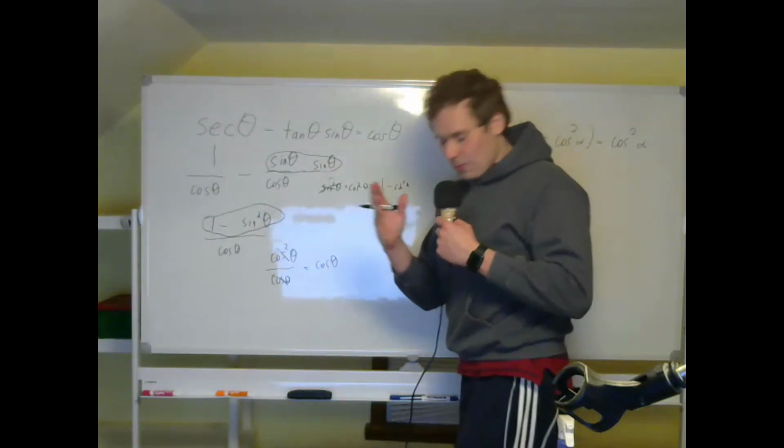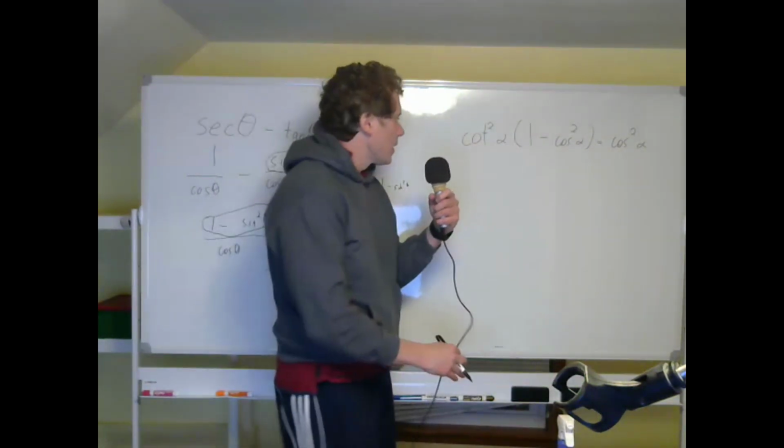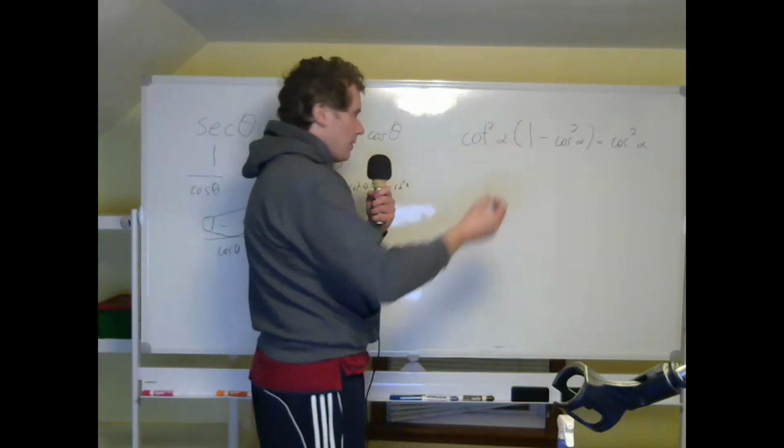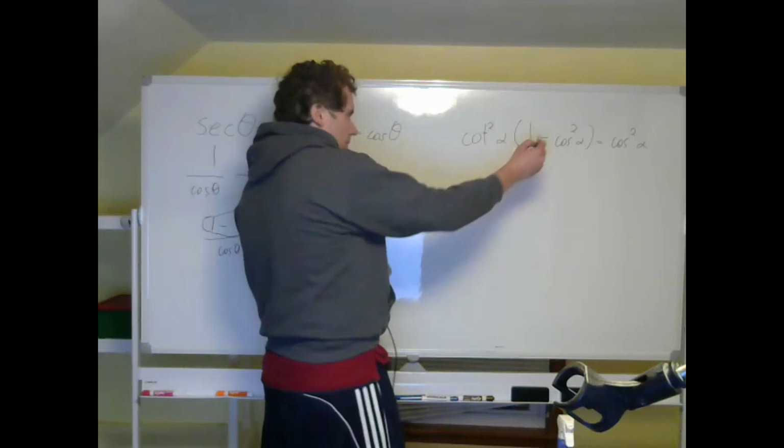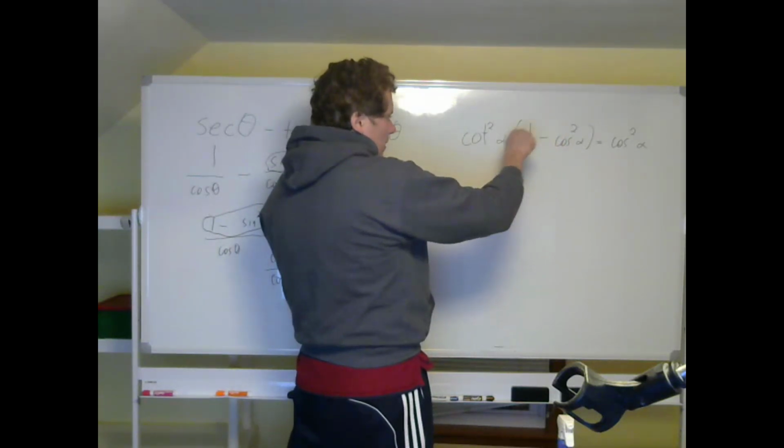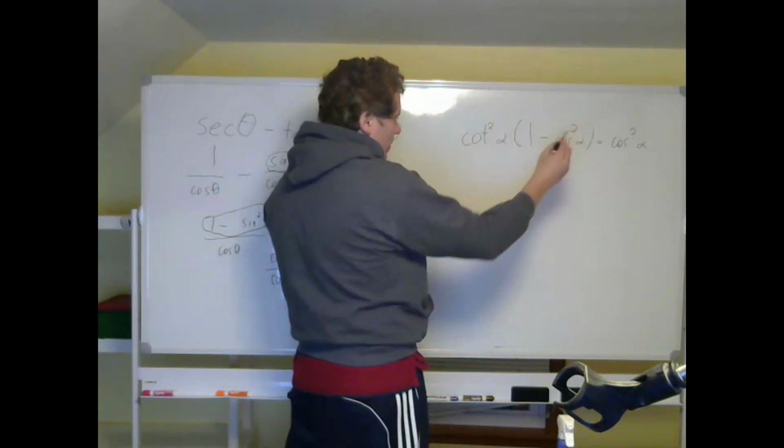All right, so let's go ahead and do our next trig identity. We've got the cotangent squared alpha, I think that's alpha, times 1 minus cosine squared alpha.